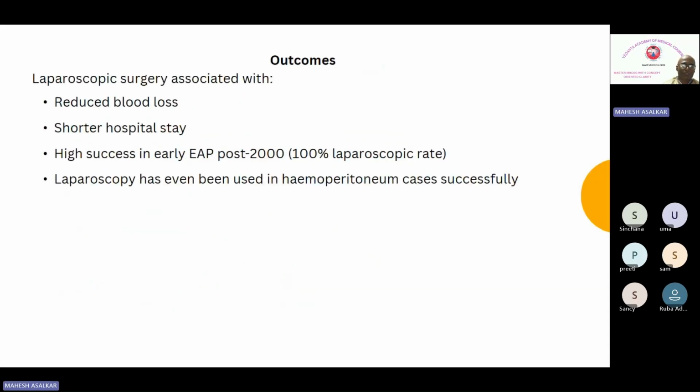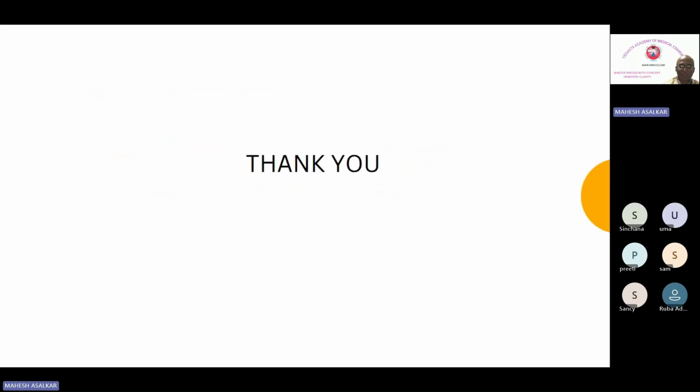Then what are the outcomes? Laparoscopic surgery is associated with reduced blood loss, shorter hospital stay, and high success in early abdominal pregnancy, especially after 2000. Most pregnancies can be managed with the help of laparoscopy. They have mentioned around a 100% laparoscopic rate after 2000, and laparoscopy has been used successfully in hemoperitoneum cases. Okay, so that finishes the third article.